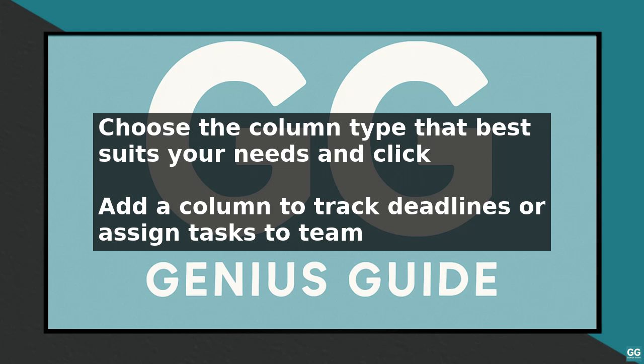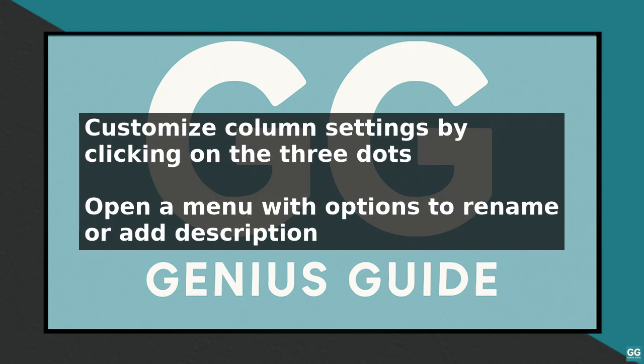Once you have added a new column, you can customize its settings by clicking on the three dots at the top right corner of the column. This will open a menu with various options, such as renaming the column, setting a default value, and adding a description. You can also use formulas to automate calculations and enhance your workflow. For instance, you can use a formula to calculate the number of days left until a deadline or to assign a priority level based on a specific condition.